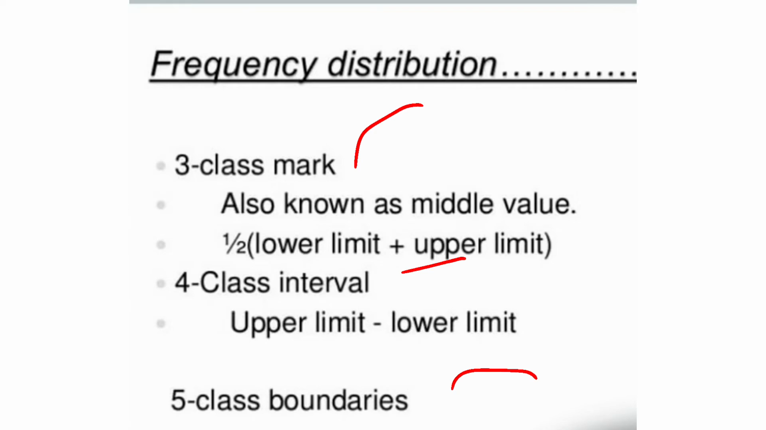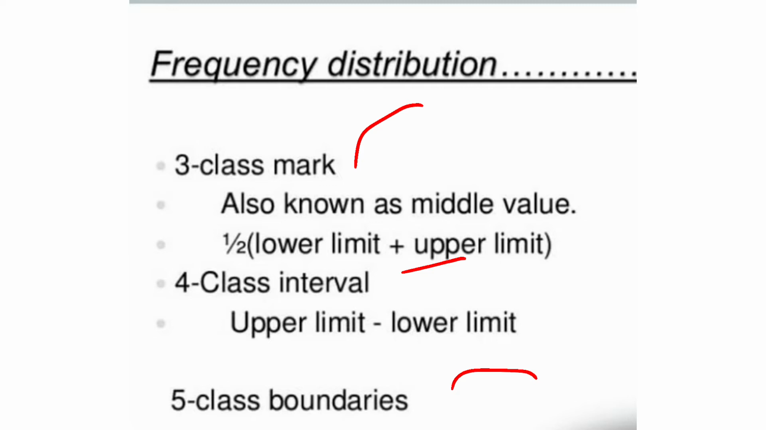So class mark. What is the class mark? Here the lower limit plus upper limit divided by 2 is your class mark. For example, think of a class interval 10 to 20. Lower limit is 10. Upper limit is 20. 10 plus 20 divided by 2, which is equal to 30 divided by 2. So 30 divided by 2 is 15. So 15 is your class mark. Class mark is nothing but the middlemost value of the class interval.